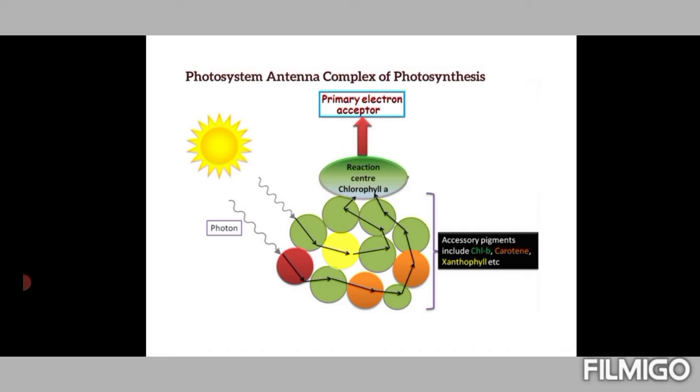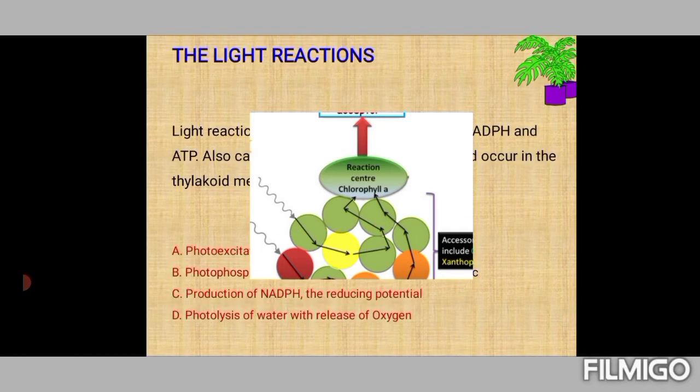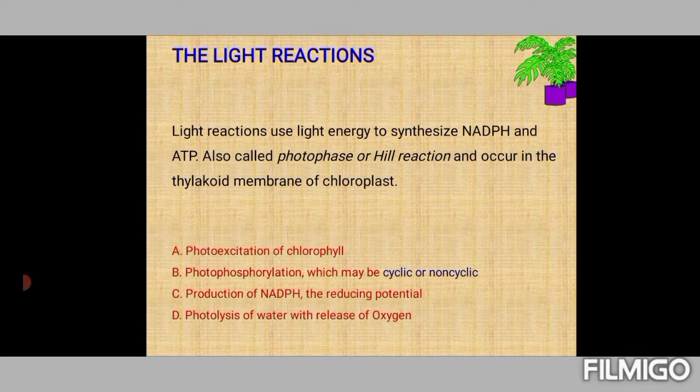And this electron will travel through certain protein assemblies, where NADP gets reduced to NADPH, and ATP is formed. And these constitute the light phase, the light reactions. Light reaction actually involves these four processes: photoexcitation of chlorophyll, photophosphorylation, which may be cyclic or non-cyclic, production of NADPH, the reducing potential, and photolysis of water with release of oxygen.